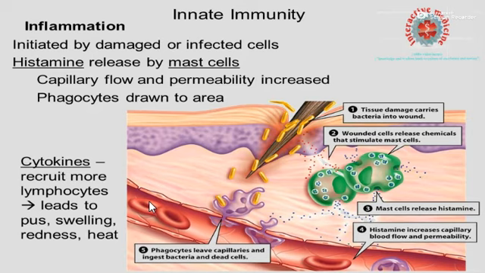Here we can see a diagram. In here, there is a wound. Through this wound, the bacteria invade. The damaged tissues produce chemicals that activate the mast cells. The mast cells produce histamine. The histamine increases the capillary blood flow and permeability. This causes the leaving of phagocytes from the capillaries and then leads to ingestion of bacteria and dead cells.